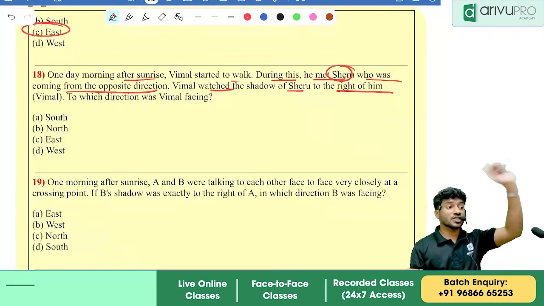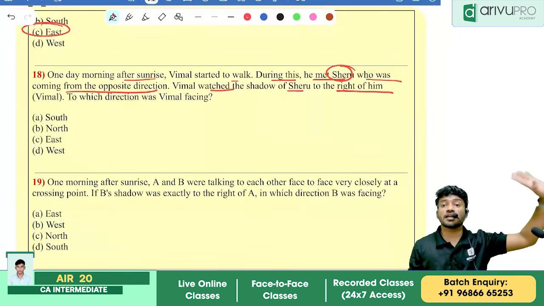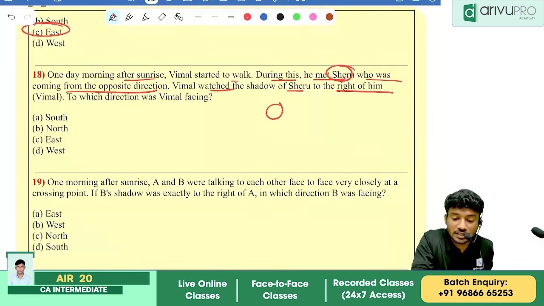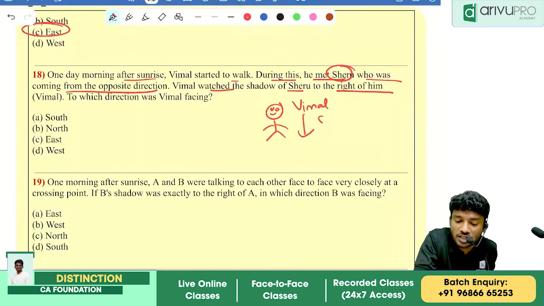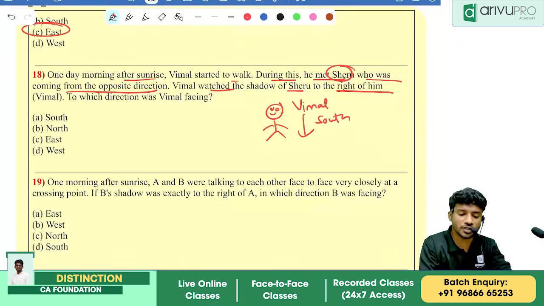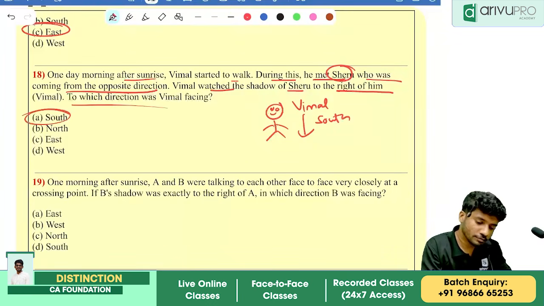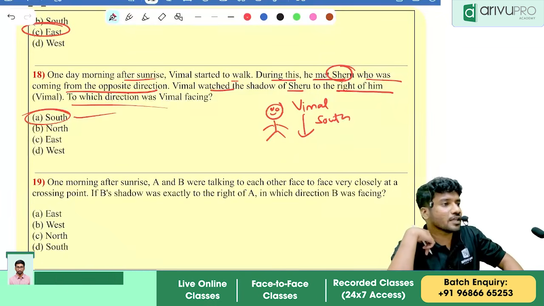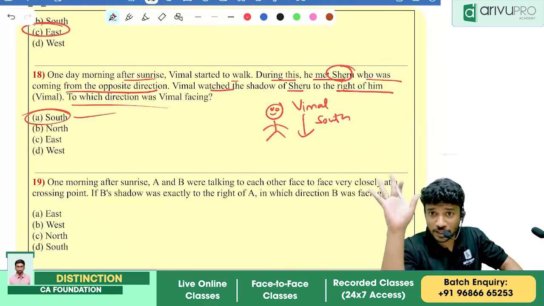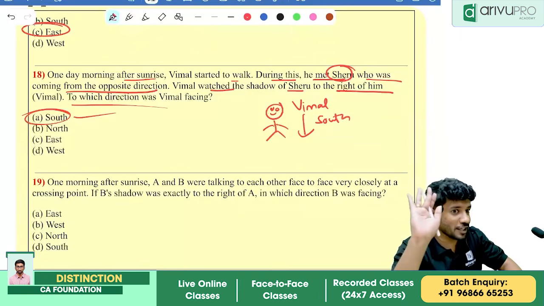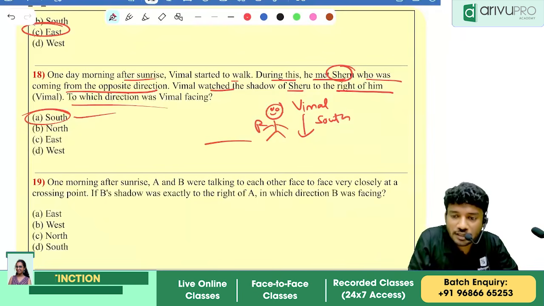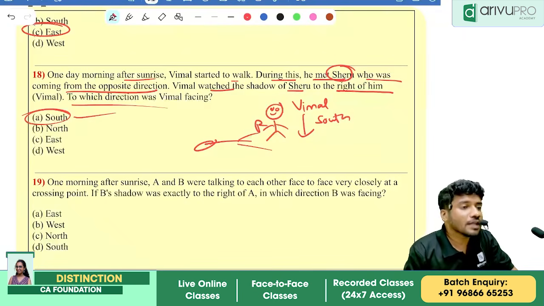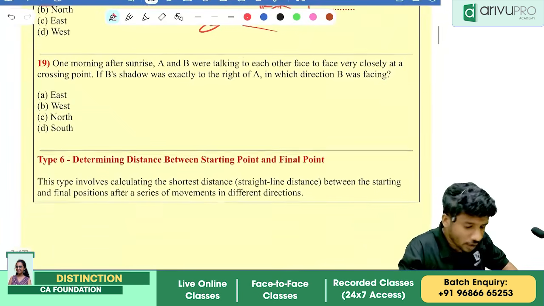When will a person see a shadow of anything to the right side of him? Whenever the person is looking towards the south direction. So Vimal is looking towards which direction? The south direction. Now the question is, to which direction? Option A. Done. Very easy. Did we take it complicated, guessing and all? No. You know that whenever a person is looking towards south, the shadow will be towards his right hand side. Correct? Then people, look at the next question.